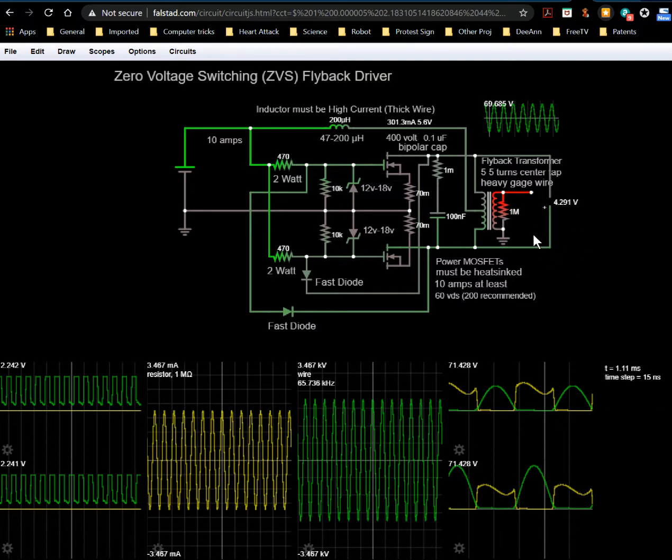But anyway, the point is that, like I said, this forms a resonant circuit. And this switching occurs once this approaches 0 volts. That's why I call it a 0 volt switch.